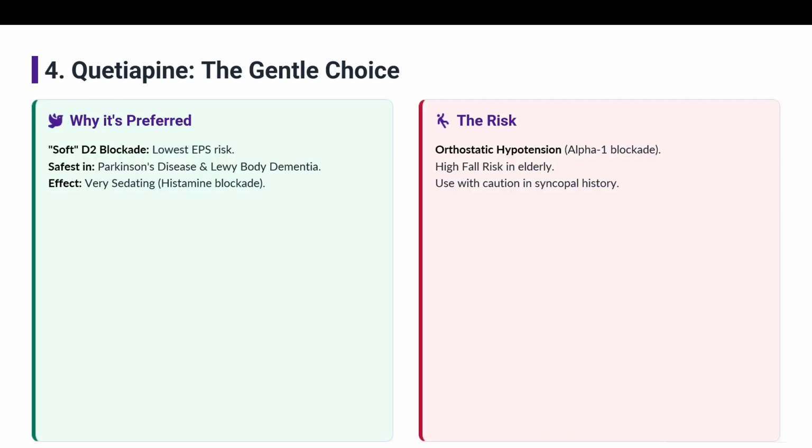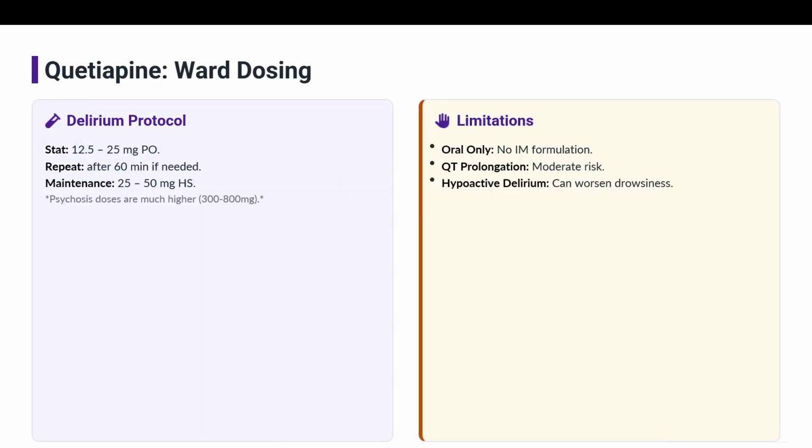Quetiapine is a gentle choice. It is comparatively a better antipsychotic. It is a soft D2 blockade with the lowest extrapyramidal side effect syndrome. The safest in Parkinson's disease and Lewy body dementia is quetiapine. In fact, it is very sedating because of histamine blockade. The major adverse effect of this drug is orthostatic hypotension. So it is not used for patients in sepsis or with low BP. There is high fall risk in the elderly. Always use with caution with syncopal history.